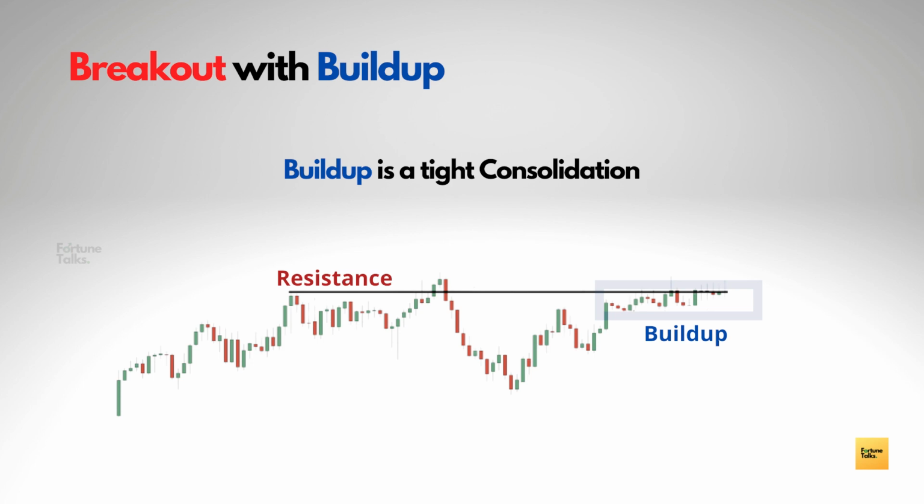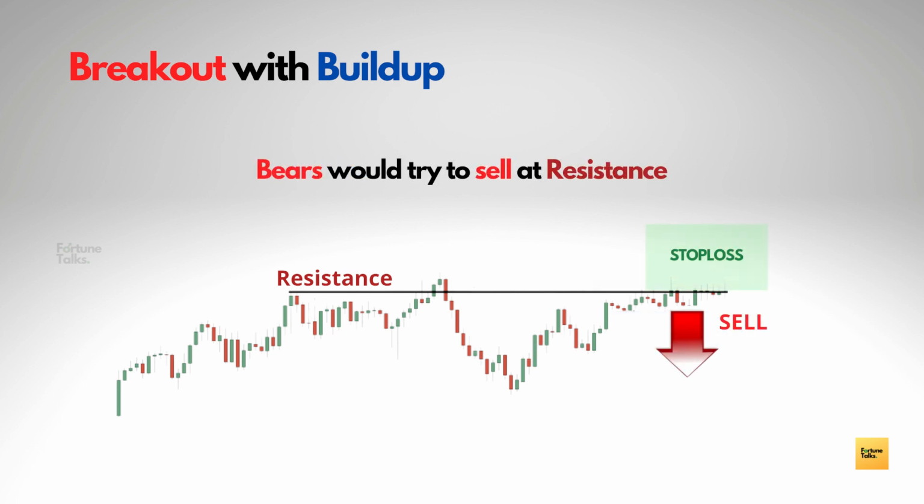Now, buildup is basically a congestion or consolidation or a tight range near an area of value. You can think of a buildup along these lines. A lot of traders will look at the price consolidating at the resistance. These traders go short at the resistance or somewhere in the middle of the range, and they will place their stop loss above the resistance. That's what they will do because at the resistance it makes sense to go short.